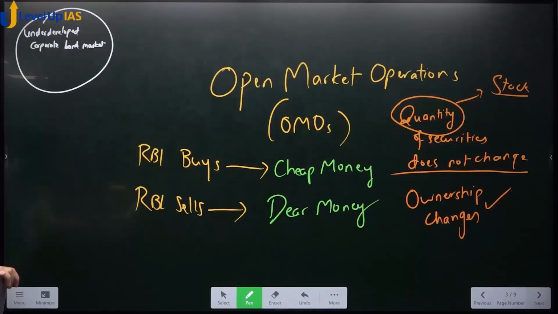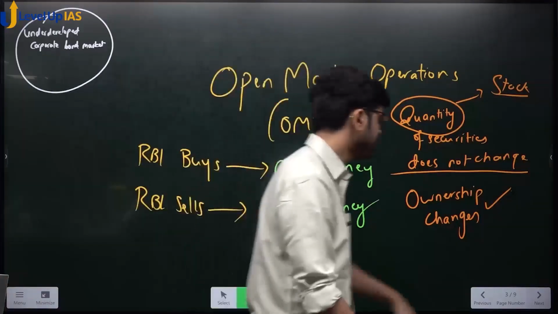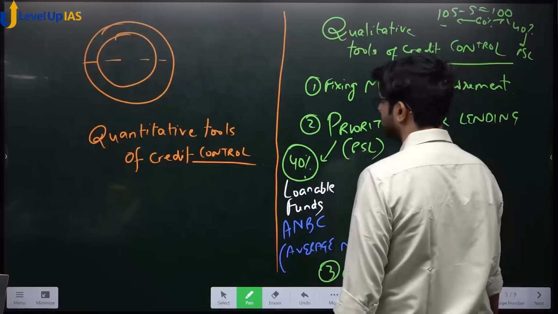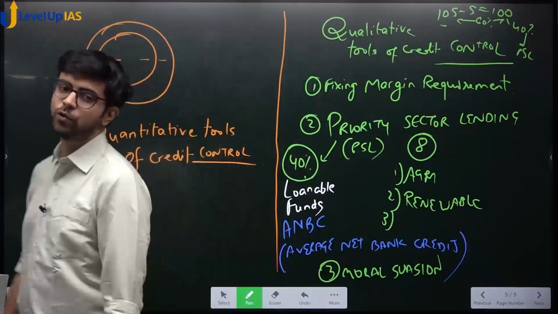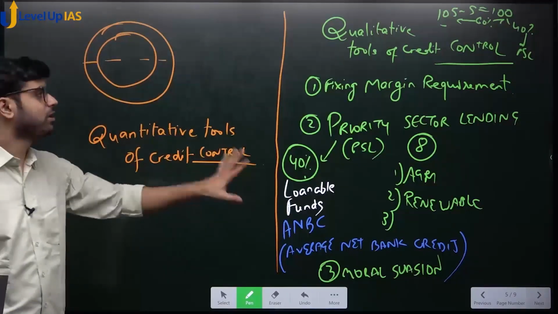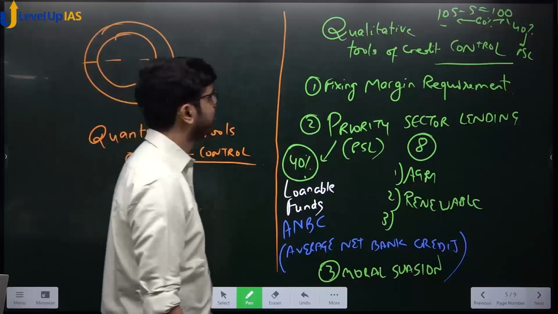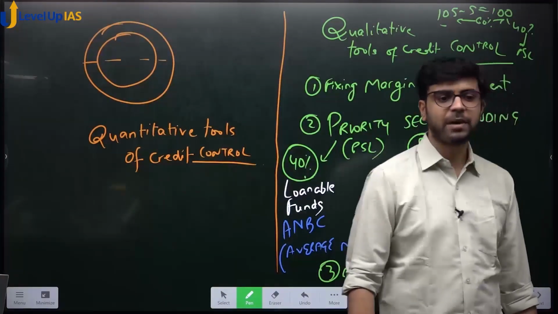Okay, so we'll move to the next screen. If you have not written, you can pause this video and see this. There is nothing on this one. Now this you have to write: qualitative tools of credit control. Everything we saw until now was quantitative, now you have to write qualitative. First is fixing margin requirements.